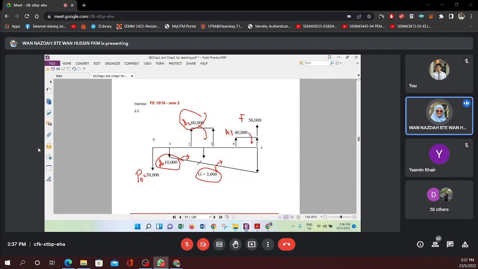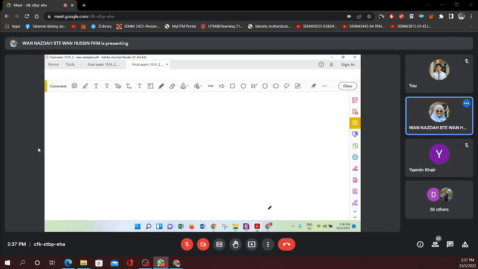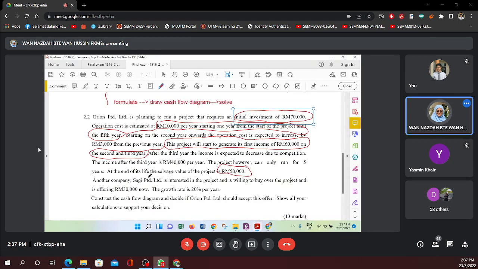All right, so let's see the question. Another company, Segi, is interested in the project and is willing to buy over the project and is offering 30,000. The growth rate is 20%, which is i equals 20%. Construct the cash flow diagram and decide if Orient Private Limited should accept this offer. Show all your calculation to support your decision.